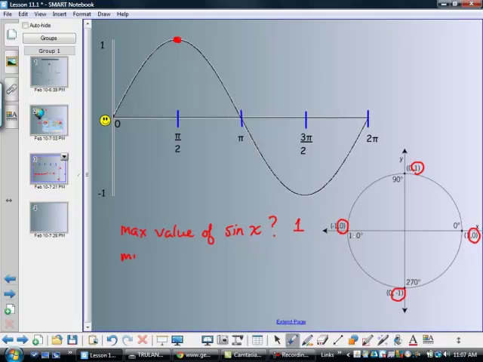Likewise, they could ask you, what's the minimum value of a sine wave? Okay, minimum. Boom, right here, -1. And where does it occur? Oh, it occurs at 3 pi over 2, or it occurs at 270 degrees, whether they're asking you to work in radians or work in degrees.